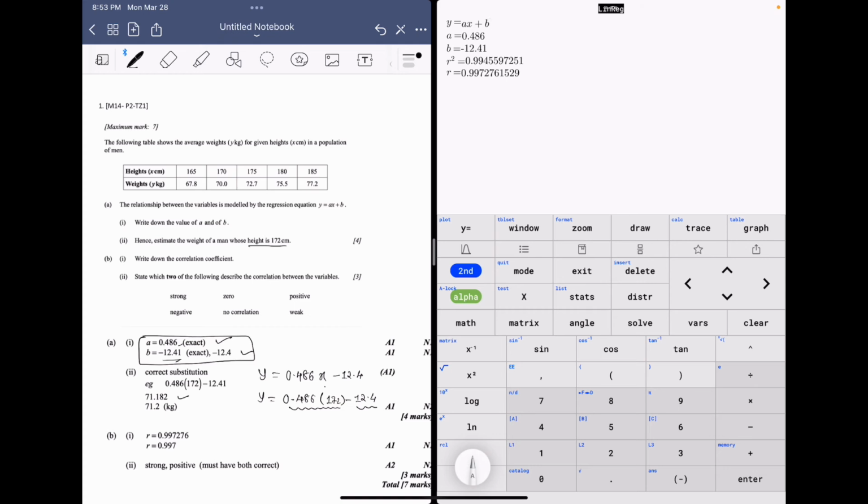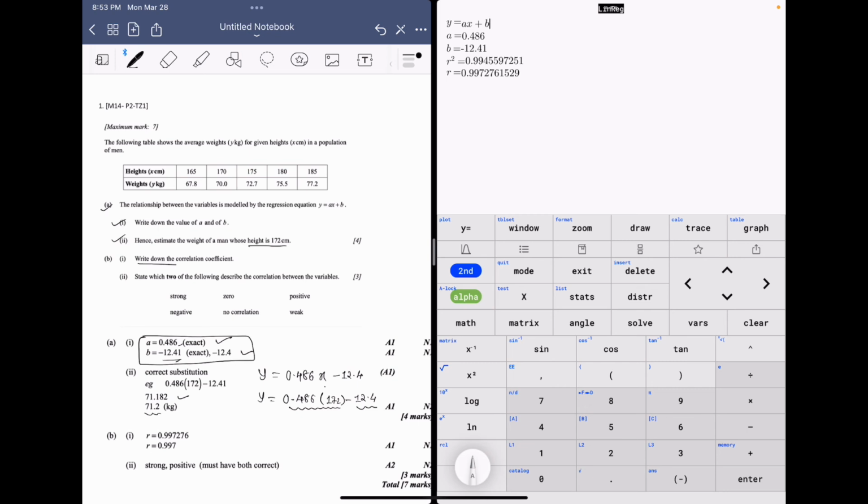Calculate this value, 0.486 times 172 minus 12.4. You will get the answer, whatever you are getting. First write down as it is what you are seeing, and finally round that answer, because sometimes we need the unrounded value, that is 71.182, for the next calculation. Right now we don't need it, still I recommend make a habit of writing whatever answer you are getting on your calculator. So it is 71.182, which you will round to become 71.2. First part is done completely.